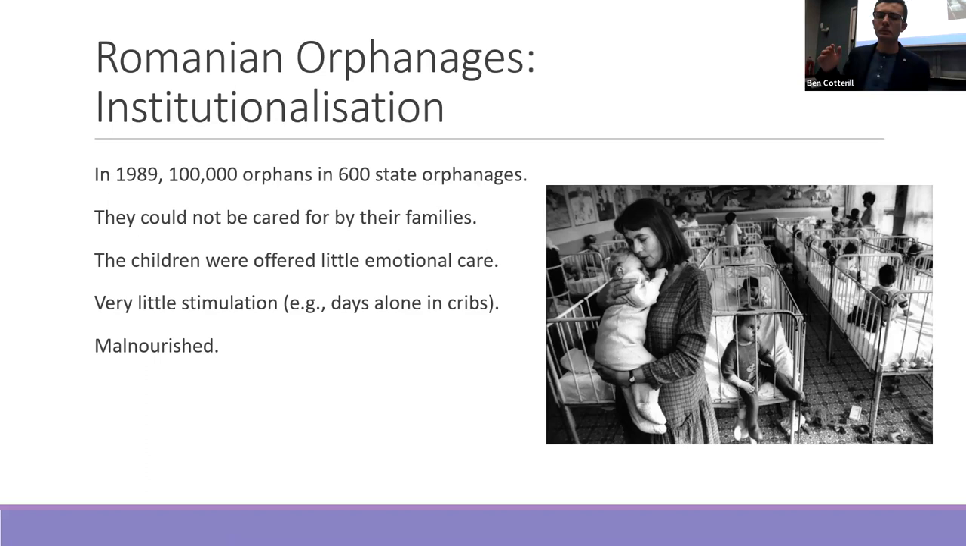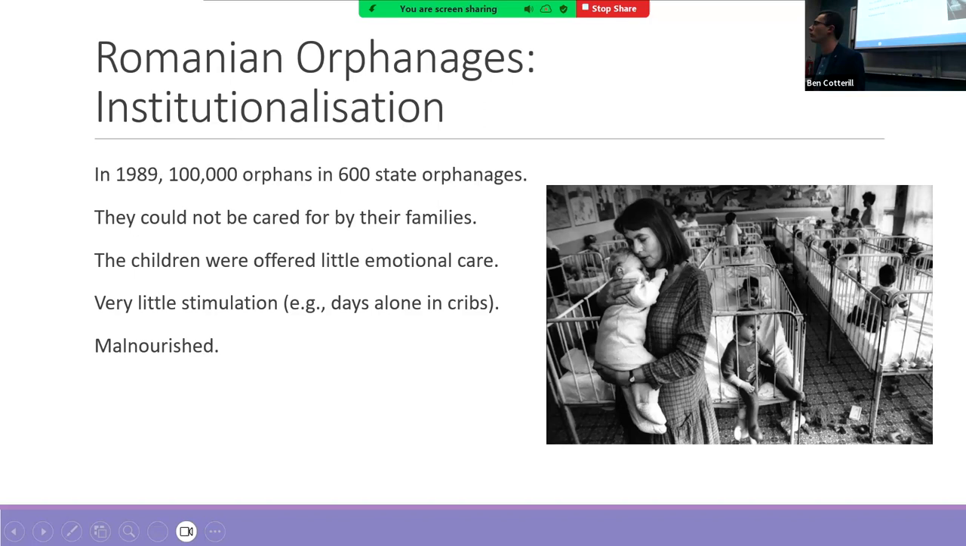And the result of this was that families were having so many children they couldn't care for them. There wasn't the food, there wasn't the resources to care for them. Babies were being abandoned on the streets, they were being left on the doorsteps of orphanages. And in 1989, there were 100,000 orphans spread across 600 orphanages run by the state. These orphanages were so overpopulated that there weren't the resources to feed them, so they were severely malnourished. There wasn't the staff to give them regular contact, to give them stimulation. So a number of them were left alone for days at a time in their cribs, having no regular one-on-one contact with any staff member.